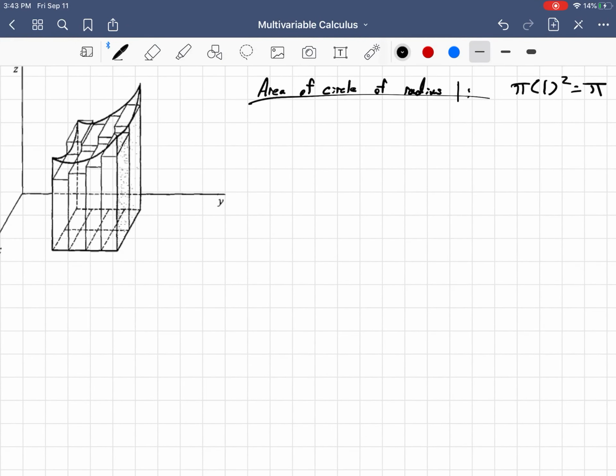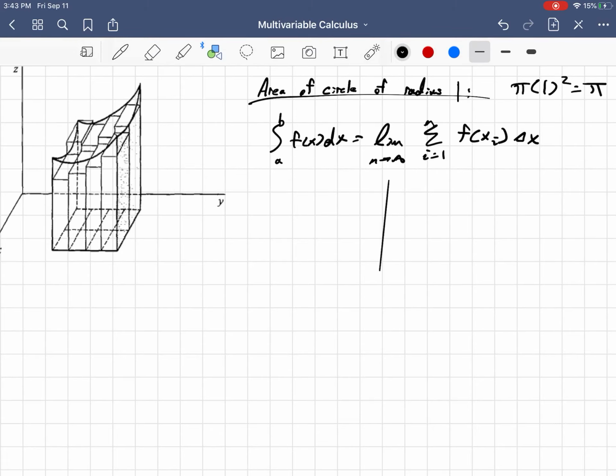So in single variable calc, if you've got an integral from a to b of f of x dx, then that's the limit as n approaches infinity of sigma i equals 1 to n of f of x sub i times delta x. And so in other words, this is just a Riemann sum. I'm sure you have seen this before.